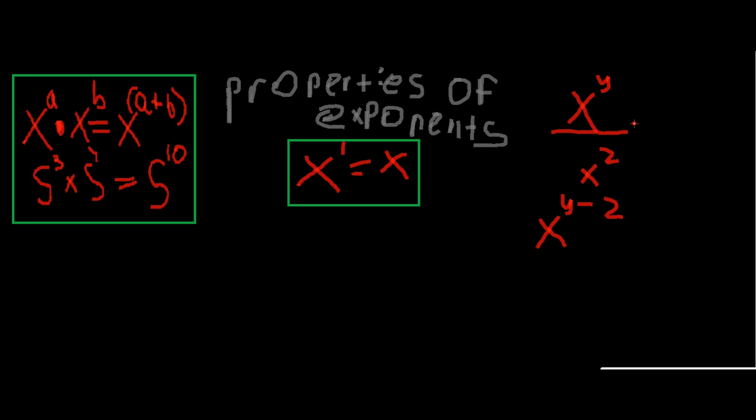That is essentially the second property. If you're dividing something with the same base, so x to the y over x to the z, you can simplify it as x to the y minus z power. Again, let's do an example so that our brain can really process this information.